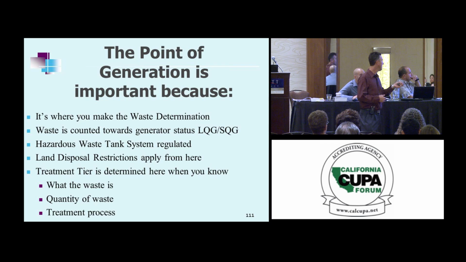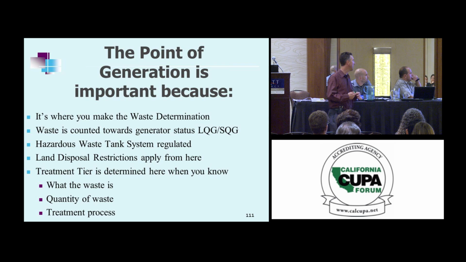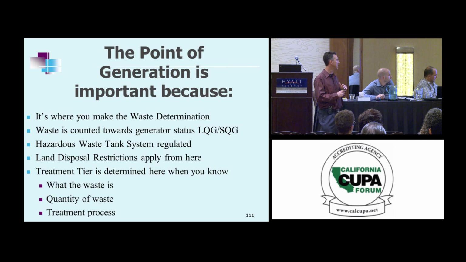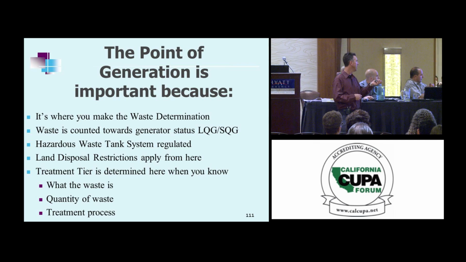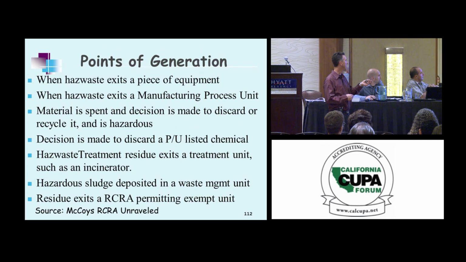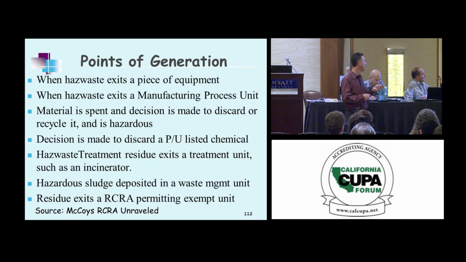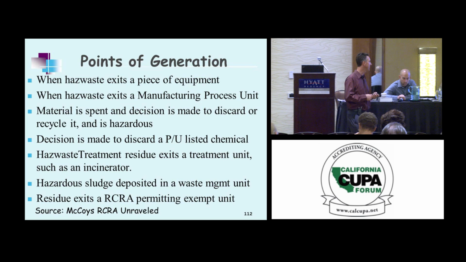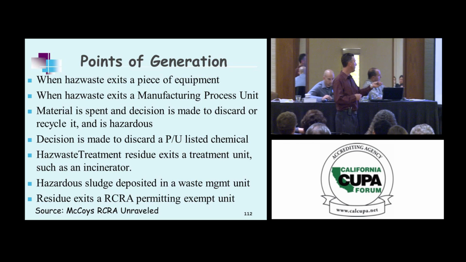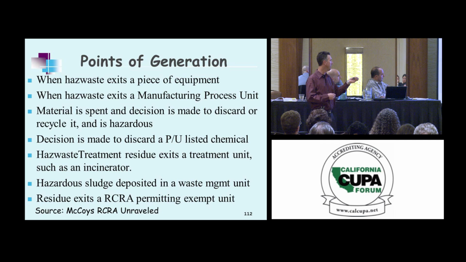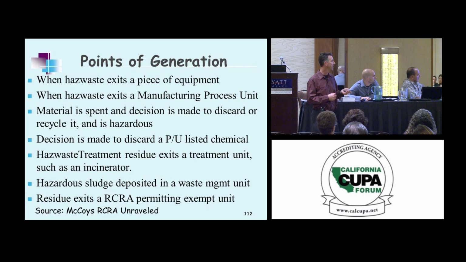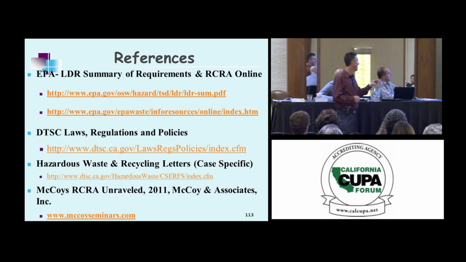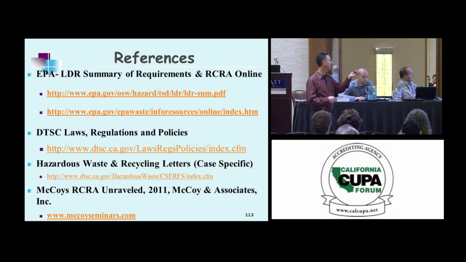All right. So there it is. That's why it's important. Make the waste determination, count towards your generator status. Hazardous waste tank system would be regulated, and LDRs apply from there. Treatment tier. Exiting a process equipment. Points of generation are when it exits a manufacturing process, when it's spent and a decision is made to discard it. You can read the slide. Residue exits a unit. Sludge deposited in a waste management unit, or under RCRA when it exits a permit-exempt unit. So even if it's exempt from RCRA permitting, when that residue comes out, you have a point of generation. Lots of references, especially love my McCoy's reference material.